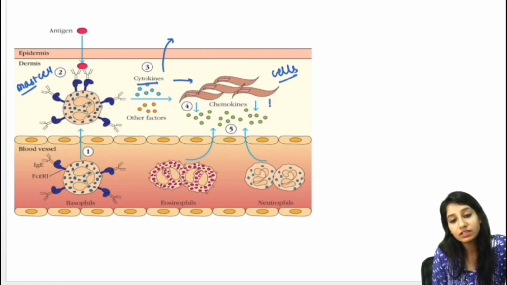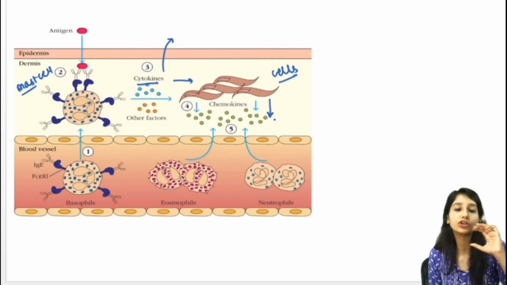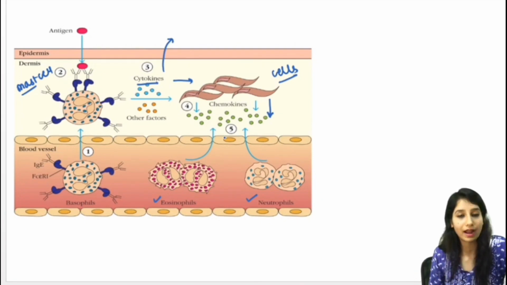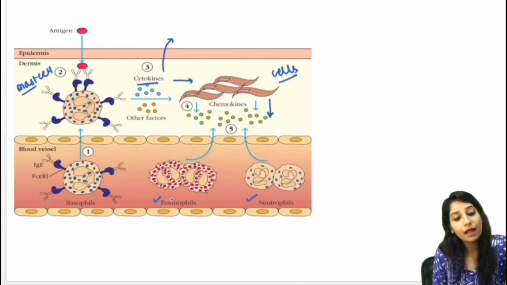So what these cells will do, these cells will release chemokines. What are chemokines? Chemokines are the molecules that will attract cells: yes, come here, come here. Due to which, eosinophils will go there and get attracted. Now, these eosinophils and neutrophils will also start to release chemokines. They will also release chemokines. So more cells will come here.